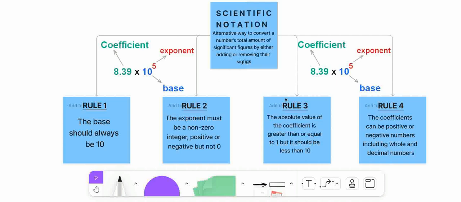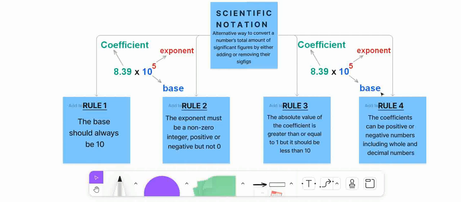Rule number 3 says that the absolute value of the coefficient is greater than or equal to 1, but it should be less than 10. So that means that our range for the coefficient, which is the number in green, should always be between 1 and 10. However, it can also be the number 1 itself. So 8.39 respects this since it's between 1 and 10.